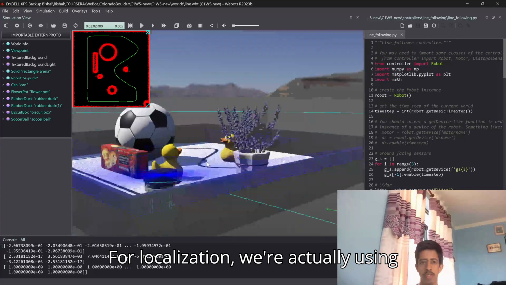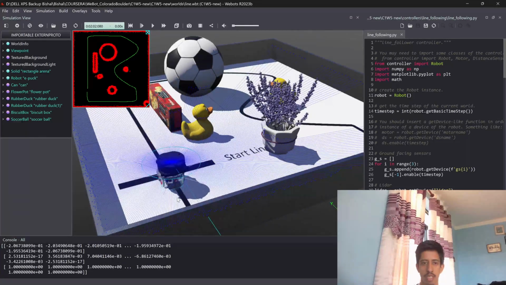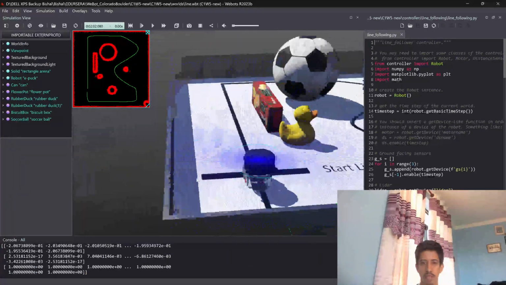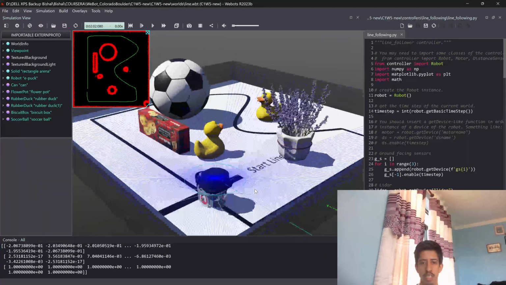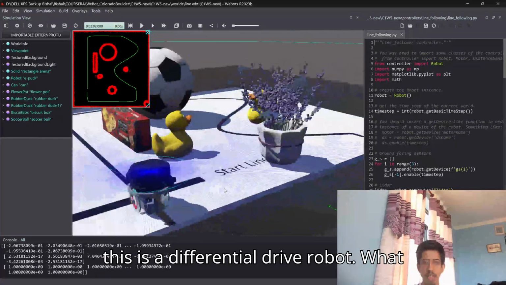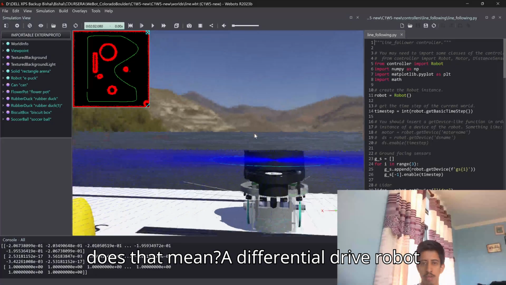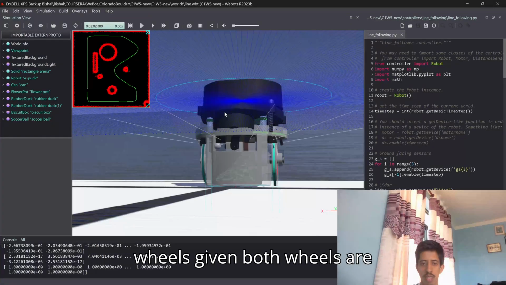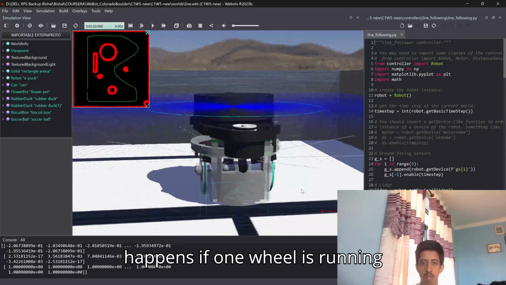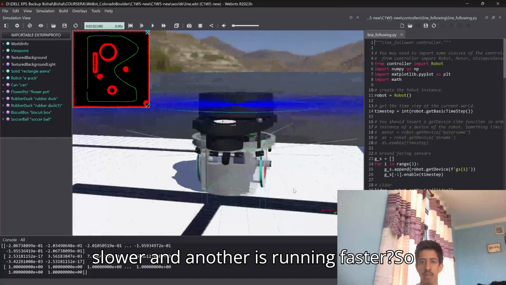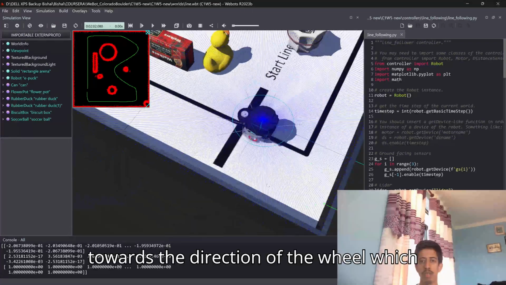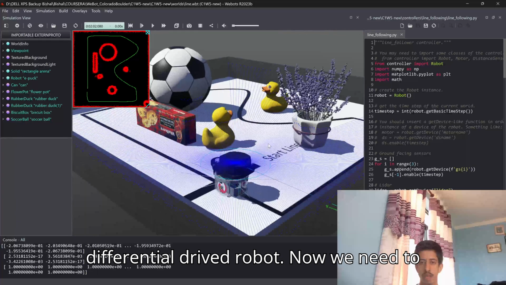For localization, we're actually using the encoders in the robot wheels, and there is some kinematics to derive the changes in position and orientation of the robot according to the wheel velocity. This is a differential drive robot. What does that mean? A differential drive robot moves forward using its two wheels when both wheels are running at constant velocity. But what happens if one wheel is running slower and another is running faster? That will make the robot turn towards the direction of the wheel which is running slower. That's the differential drive robot.